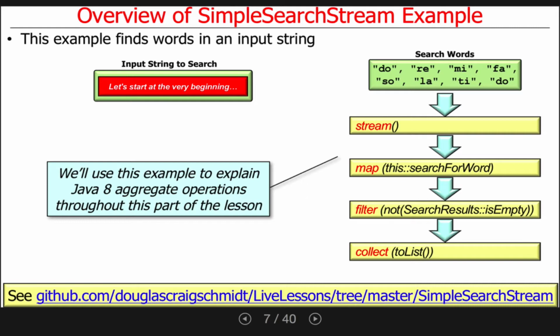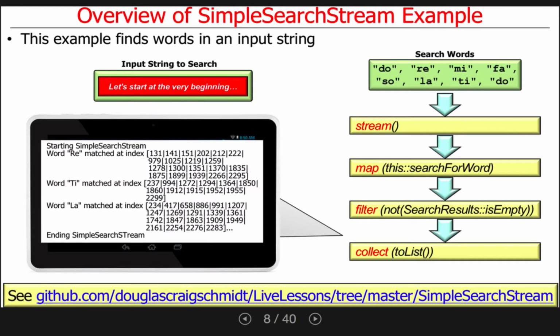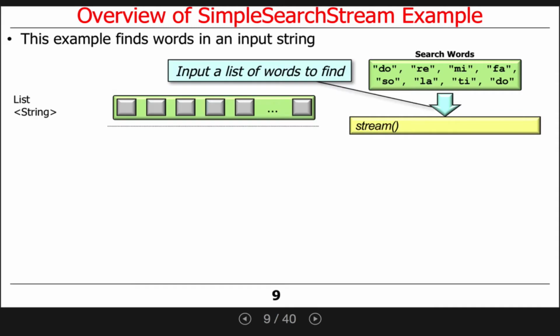So map, filter, and collect are the things we're going to talk about. The way this is going to work is you're going to run this program, and it'll go through the song lyrics, and it'll search for the words, and then it'll print a result at the end that says word re matched at all these indices in the input string, or word t matched at these indices. So it's basically giving you a mapping of what word appeared where in the input string. That's just what the output looks like.